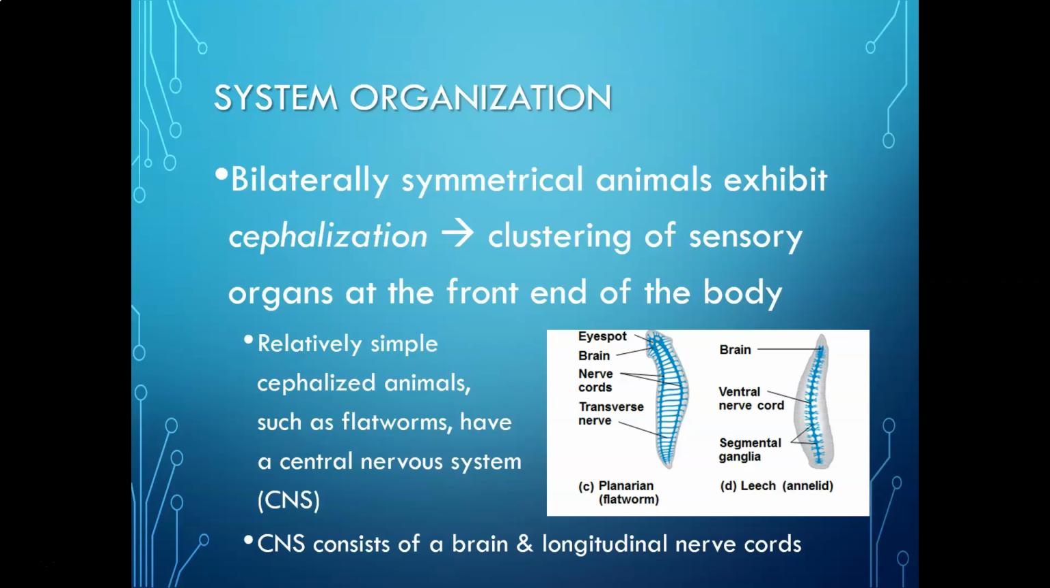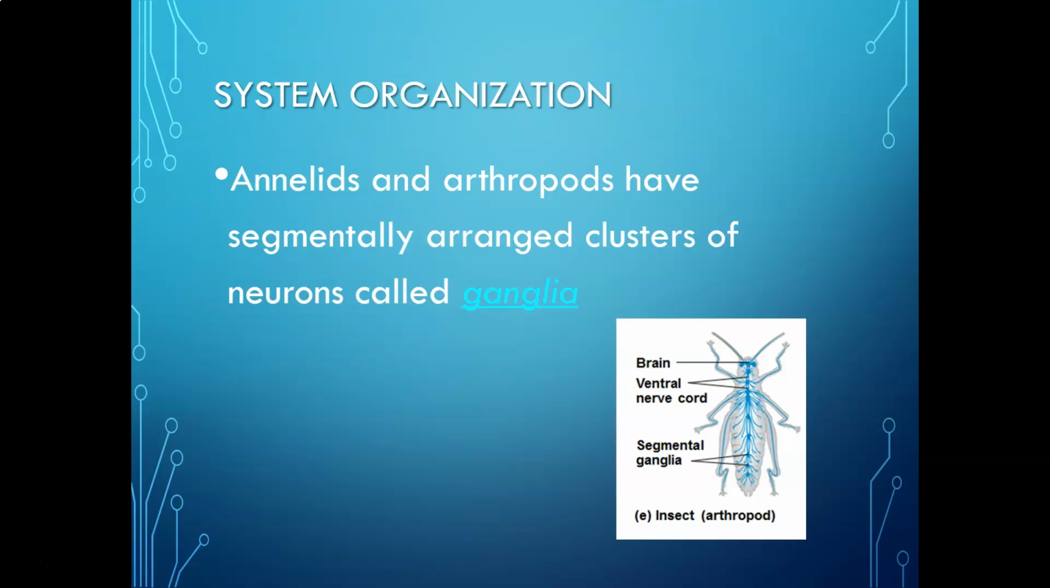We're starting to progress to a bit more complex system. Your annelids and arthropods, these guys have segmented arrangements of clusters of neurons that we call ganglia. So here again, they do have that cephalization. They've got that ventral nerve cord, and now the nerves that are branching off from there then do also have this segmented ganglia. So they're starting to branch from branches. So the branching structure is getting more complicated as we go.